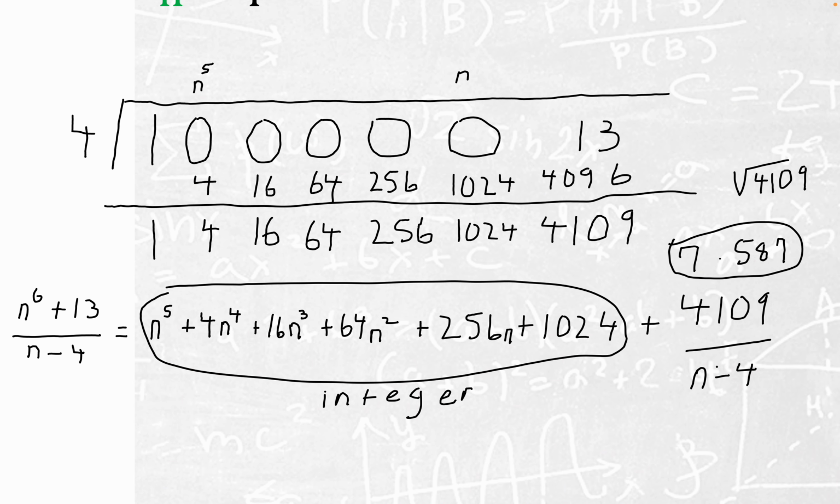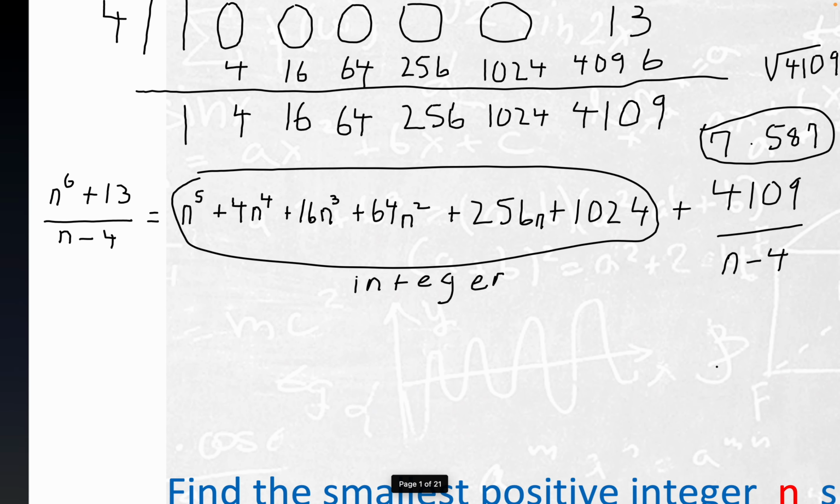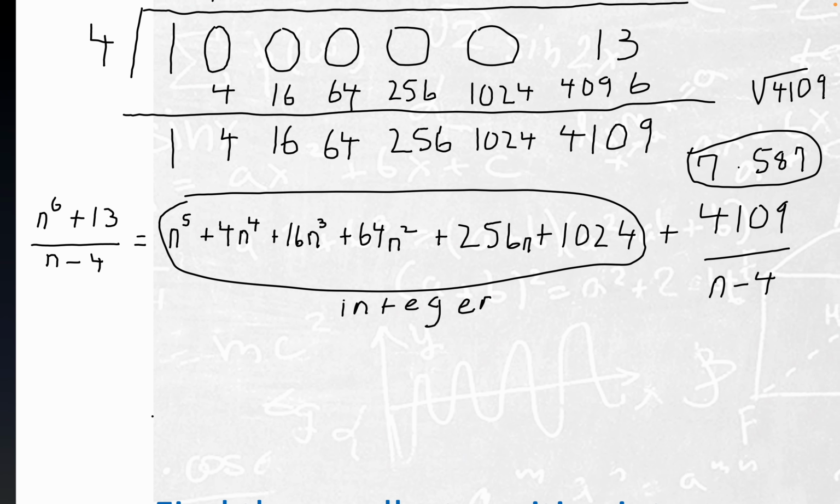But what I want to get across to you now, and this is kind of cool how this works out, is that we know n-4 must divide 4109. Let me put this in parentheses just to be precise: if n-4 divides 4109, then this part will resolve to an integer also, right?